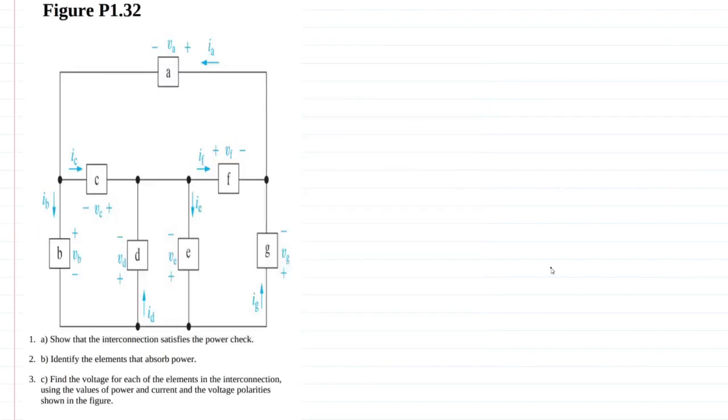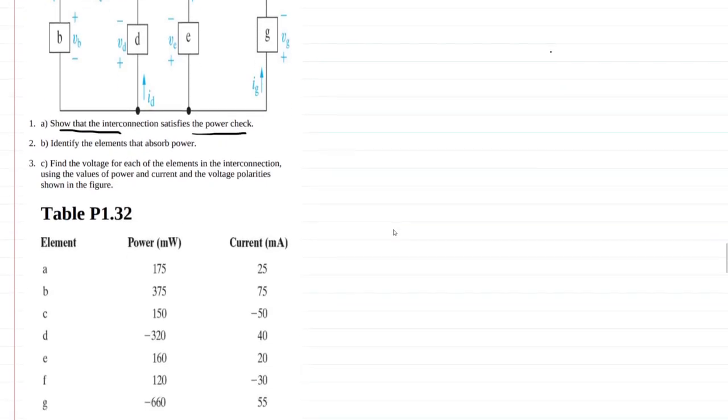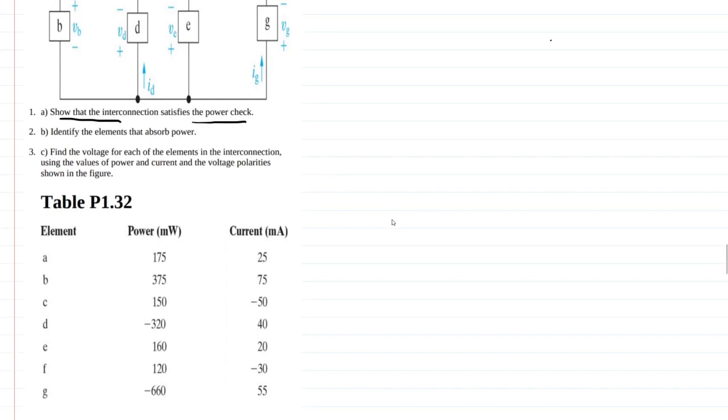.32 is kind of like what we were doing before, except working in reverse. So once again, we're tasked with powers and voltages, but we're given power and we're given current. We need to calculate voltage. But the first thing we want to do before we do any of that is show that this interconnection satisfies the power check. So we have a table, and we're given all these values of the power absorbed or supplied by each of these elements. Basically, we just have to add all these up together and see if it equals 0.